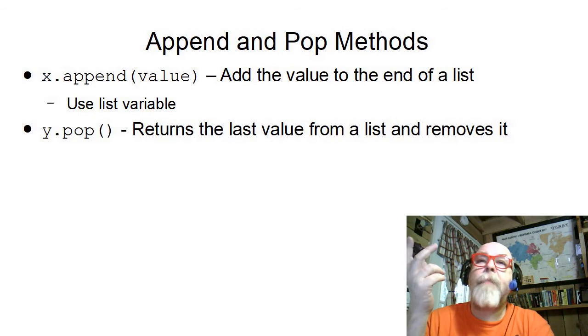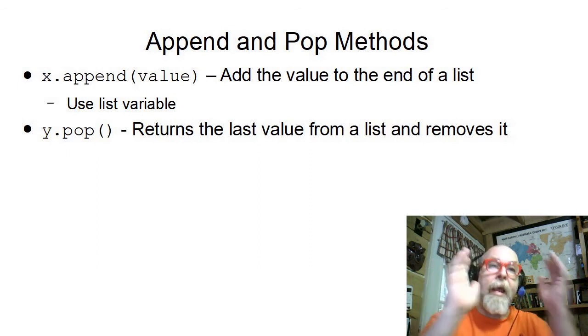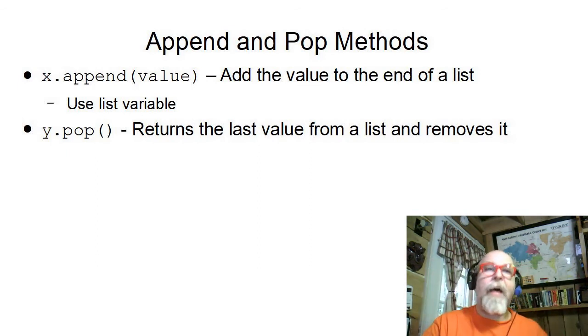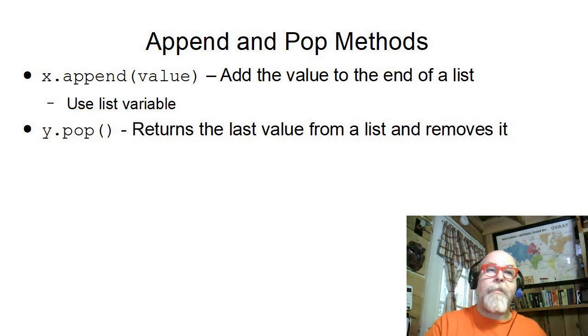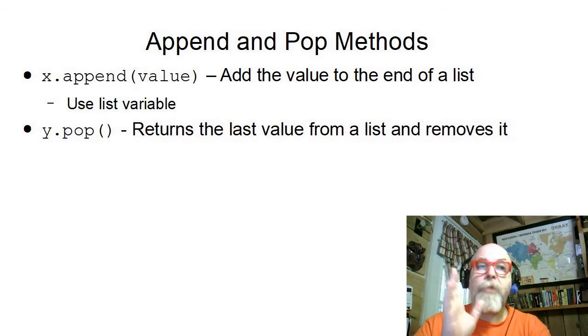If we have a variable x that contains a list, I could say list variable dot append, and in the parentheses put in a value, and it will add that value to the end of the list, modifying the variable x. You don't have to set x equal to that. It just will do it by saying x dot append.